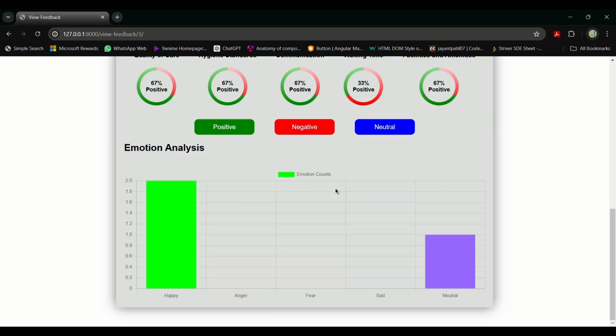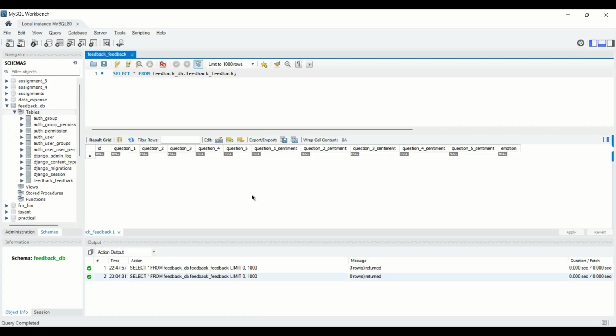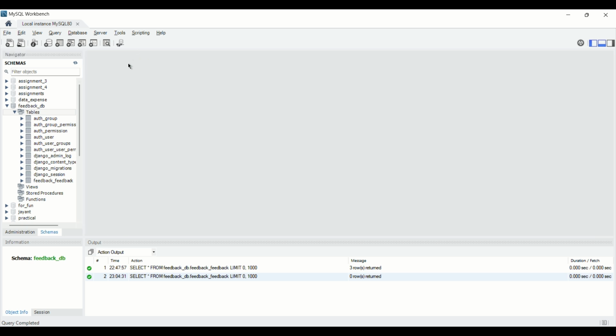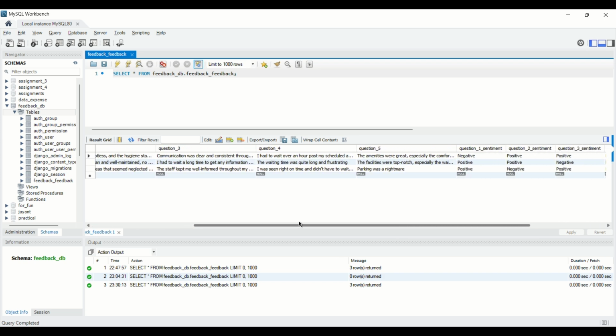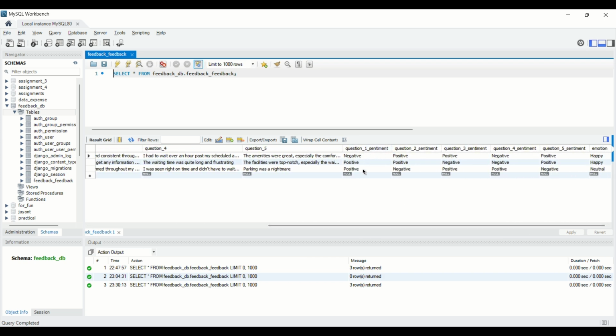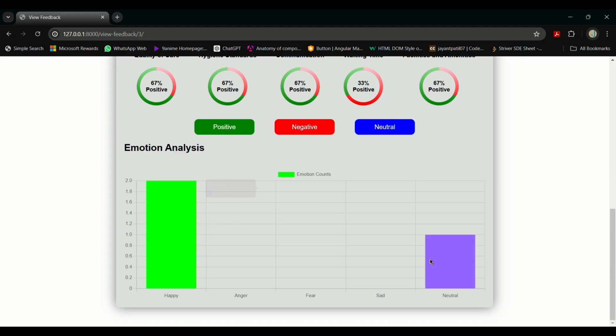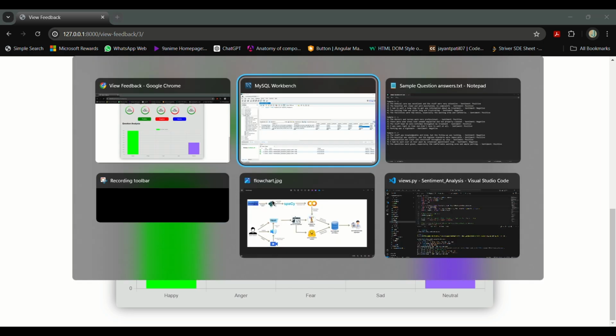Now we will see the database view of what is happening in the backend. Here at first the table was empty because there were no reviews. Now after three feedbacks, according to the questions and the ID of the review, the review is stored in the SQL tables. And after that, the sentiments which are predicted by the model are also stored. And in the last column, the emotions are stored. Here, it is verifiable that two emotions were happy and one was neutral. Thank you.